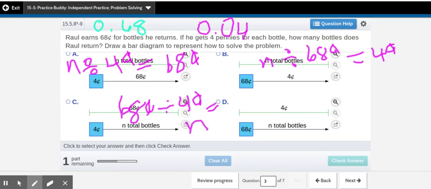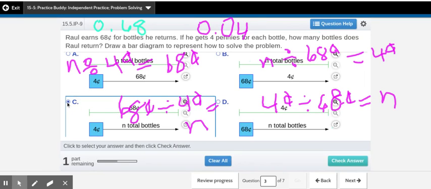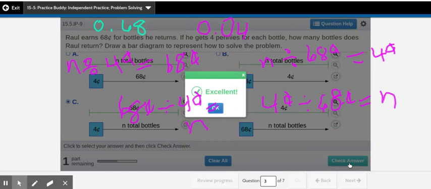D says 4 cents divided by 68 equals number of bottles. That's not true. 4 cents divided by 68 will give us a small decimal. We need a whole number, not a decimal. So it was close, but not too close. The only one that was actually close was C. And let's check our answer. We didn't even have to solve this one, really. We just had to think about it and choose which one gave us the correct equation. We are correct.